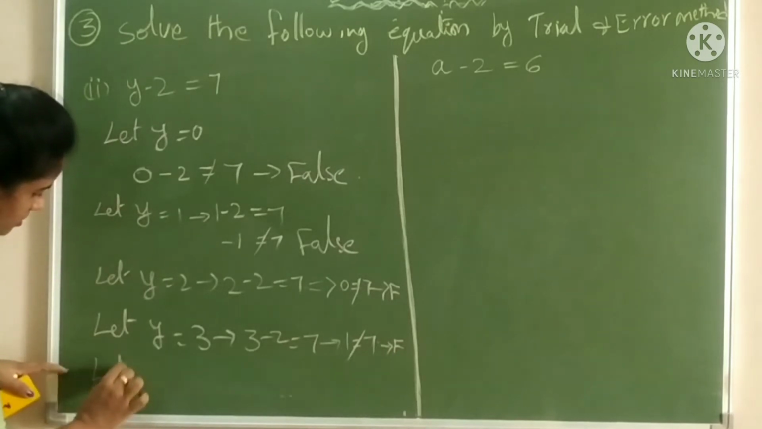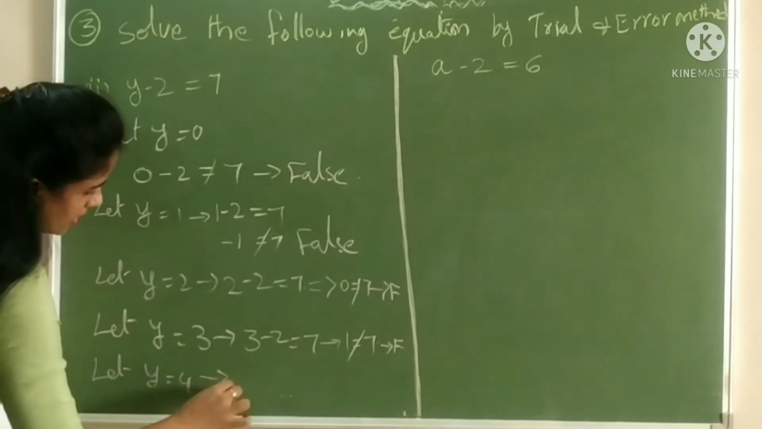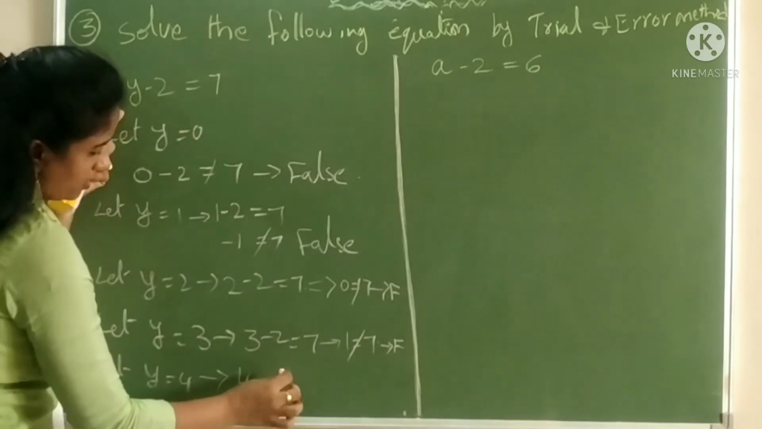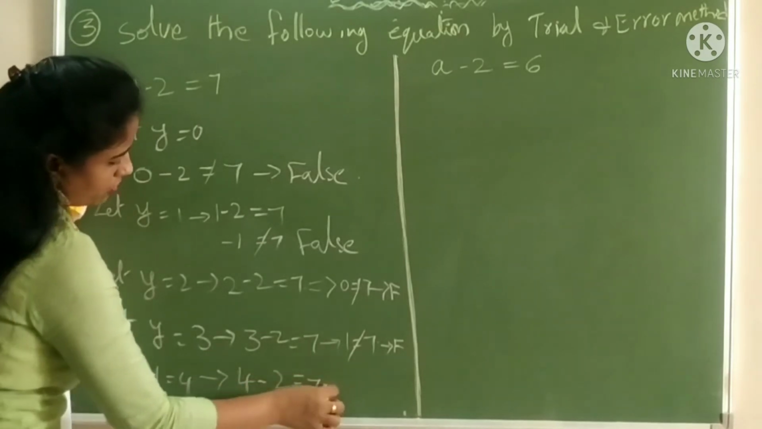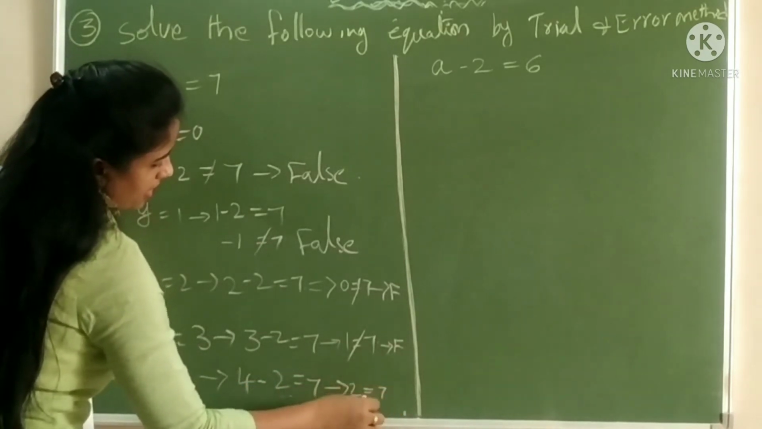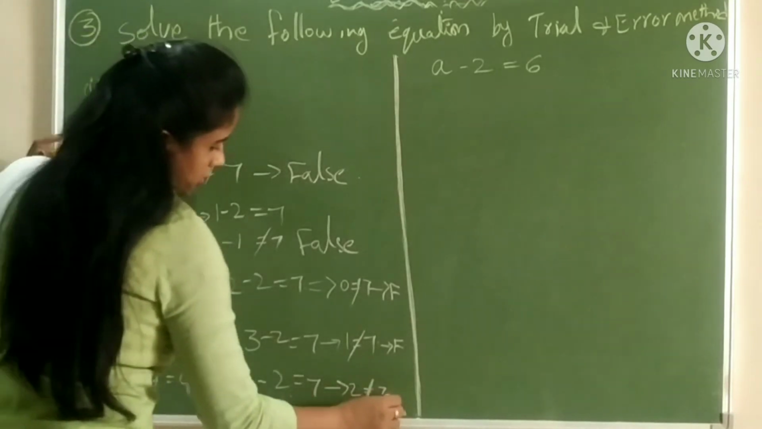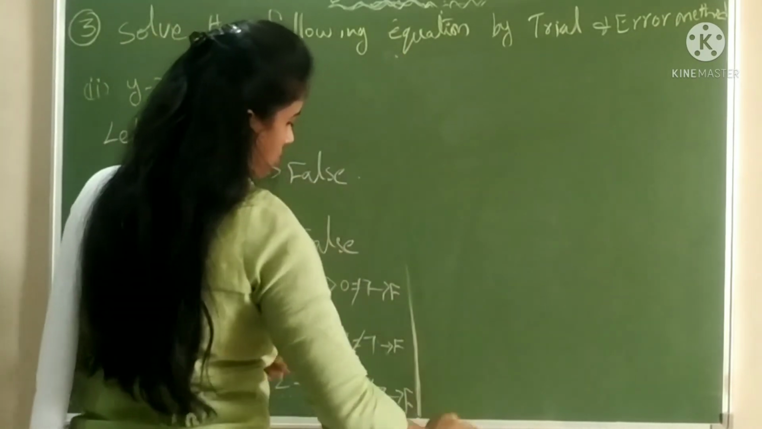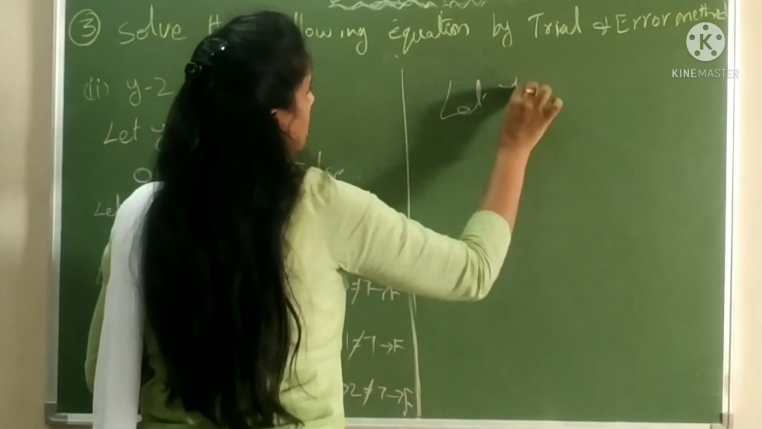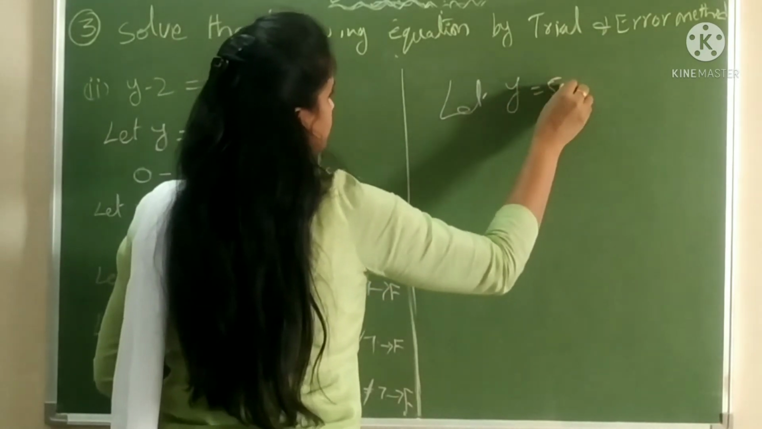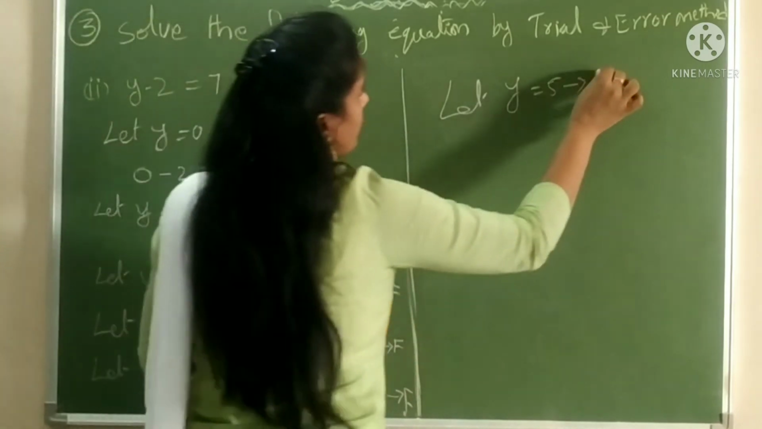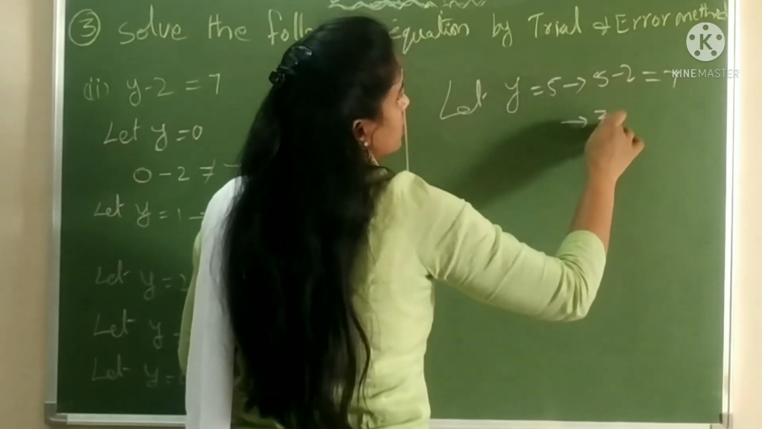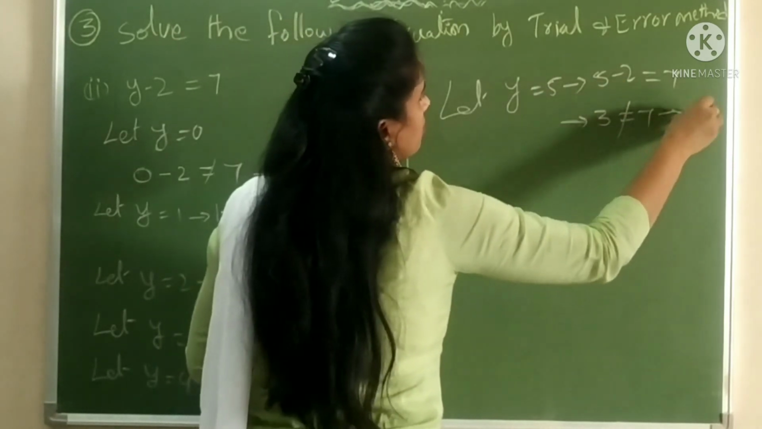Then let y is equal to 4. Then 4 minus 2 is equal to 7. 4 minus 2 means 2, and 2 is equal to 7? No, wrong. So this is also false. Again, let y is equal to 5. Then 5 minus 2 is equal to 7. 5 minus 2 is equal to 3. 3 is equal to 7? Wrong. So this is also false.